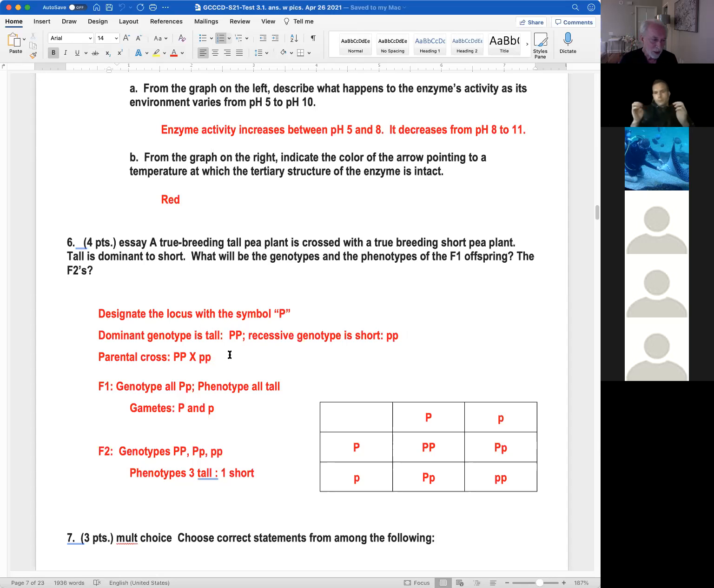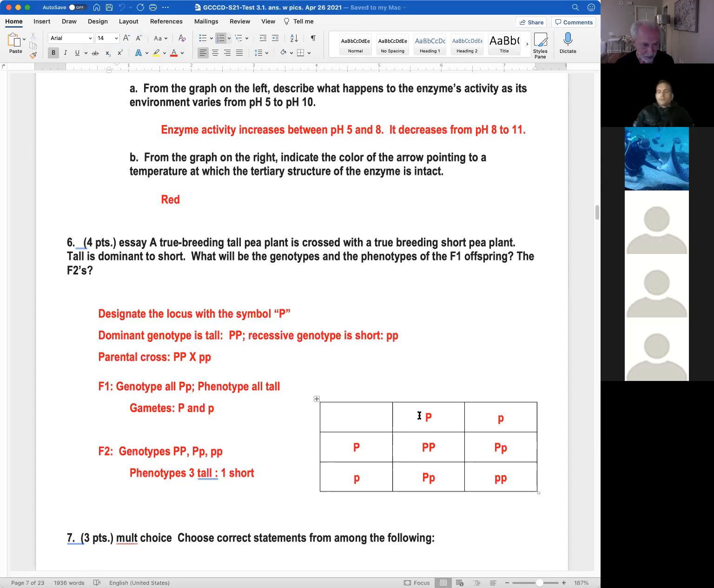So the F1s have only one possible genotype, and that's a heterozygote. So they're all heterozygous, and since tall is dominant, the phenotype is all tall. But what gametes can the F1 produce? Well, either big P or little p. So to go to the F2 generation, which is what the question calls for, the clearest way to do that is to plot out a Punnett square.